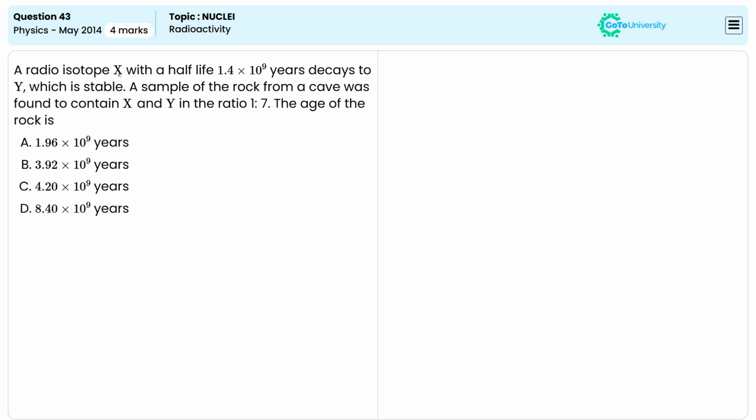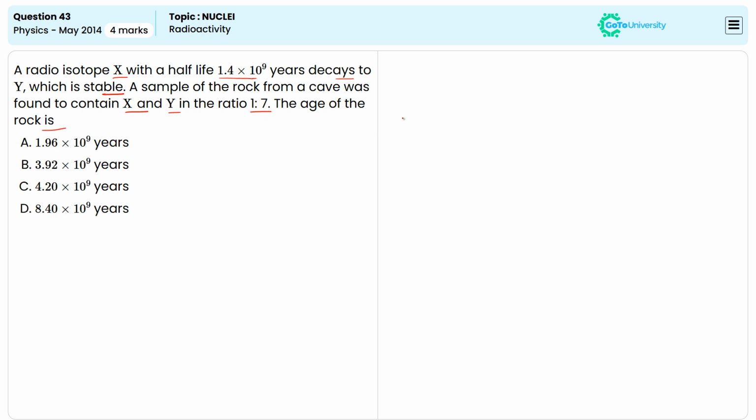A radioisotope X with a half-life of 1.4 × 10^9 years decays to Y, which is stable. A sample of the rock from the cave was found to contain X and Y in the ratio of 1:7. The age of the rock is what we need to find here.